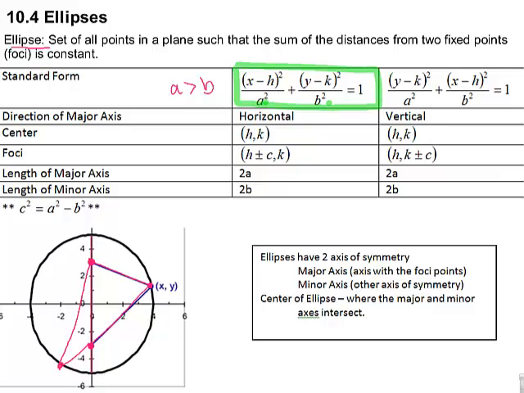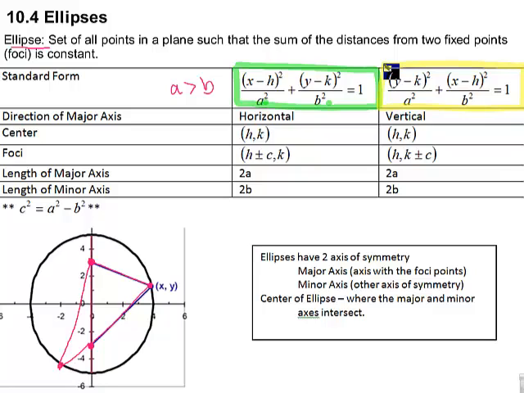Because if you look at our second standard form here, it's pretty much the same. The only difference is y minus k squared comes first, but it's still over a squared, plus x minus h squared over b squared equals 1. So these really are essentially the same standard form. The only difference is which denominator is larger. That's going to be the value that comes first. So if you have 25 for a squared and 9 for b squared, whatever the 25 is under, that's going to come first, whether it be your x or your y.